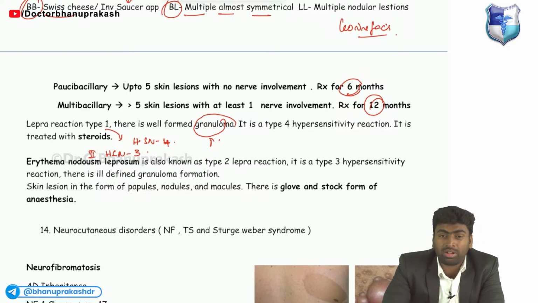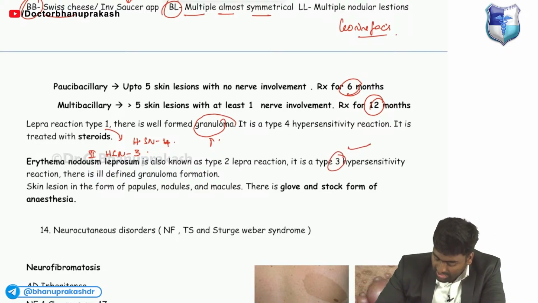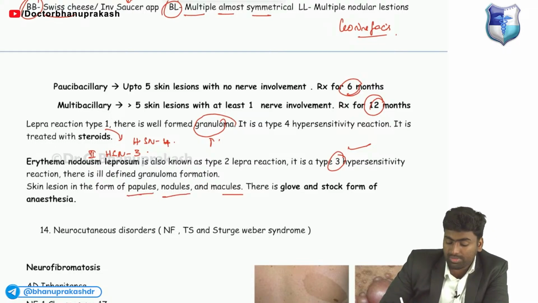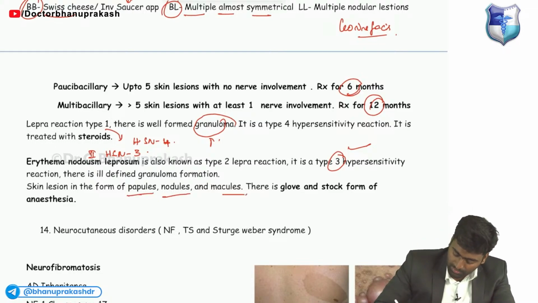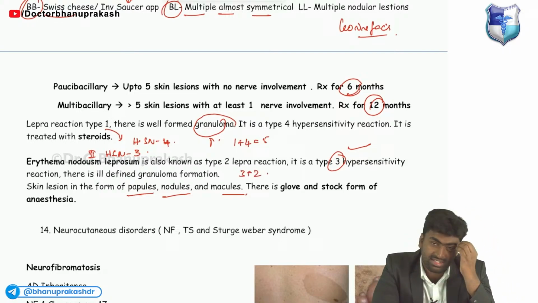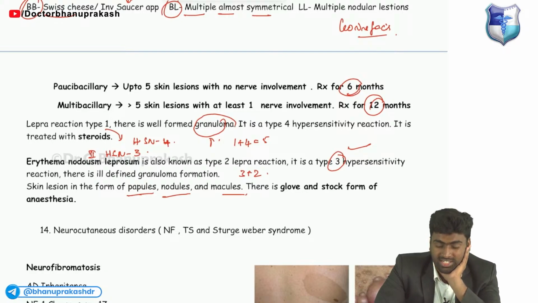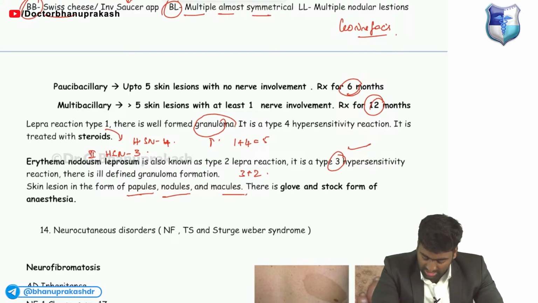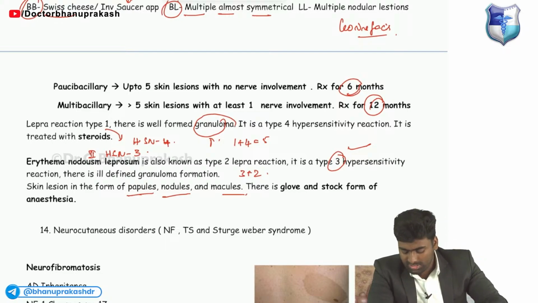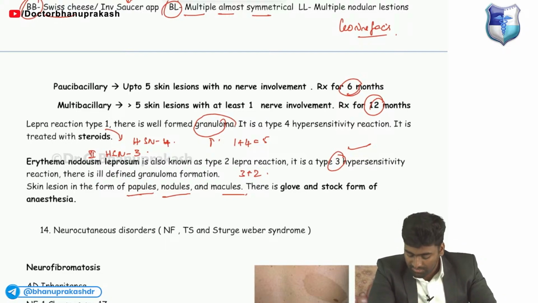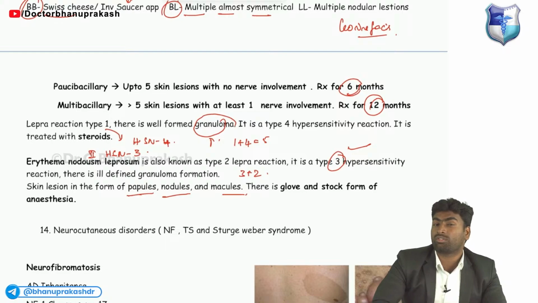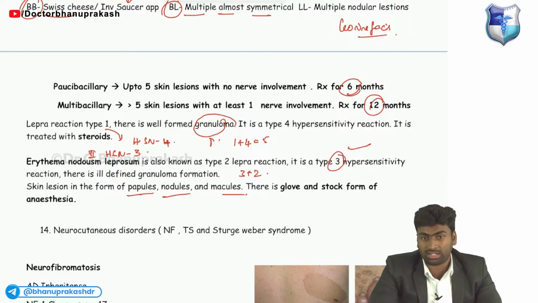Whereas in the case of erythema nodosum leprosum, which is the type 2 lepra reaction, it is a type 3 hypersensitivity reaction. And see here, there will be a formation of papules, nodules and macules. There will be a rule of 5: 1 plus 4 is 5 and 3 plus 2 is 5. So type 2 lepra reaction is type 3 hypersensitivity, whereas type 1 lepra reaction is type 4 hypersensitivity. Here there will be papules, nodules and macules, along with glove and stocking anesthesia. So इतना आपको याद रखना. You should remember at least this much about leprosy.